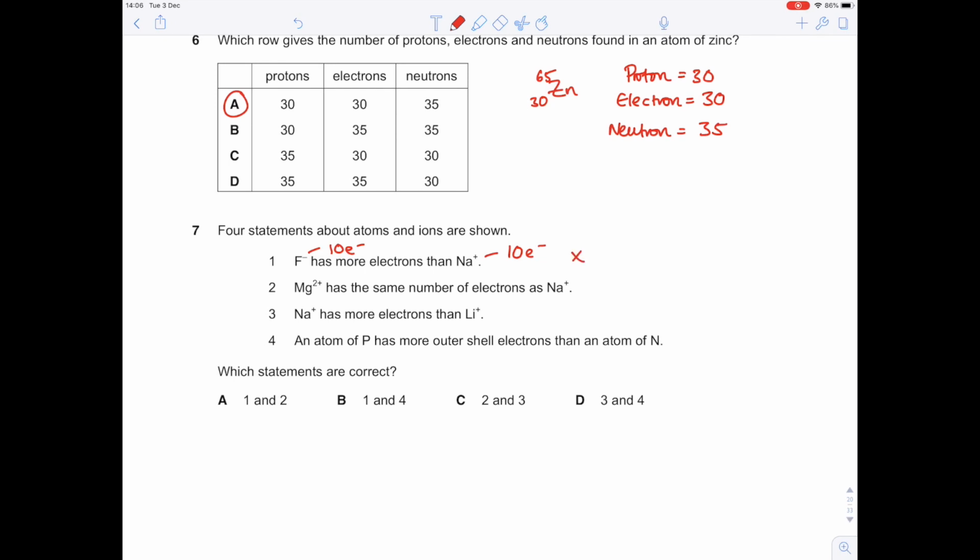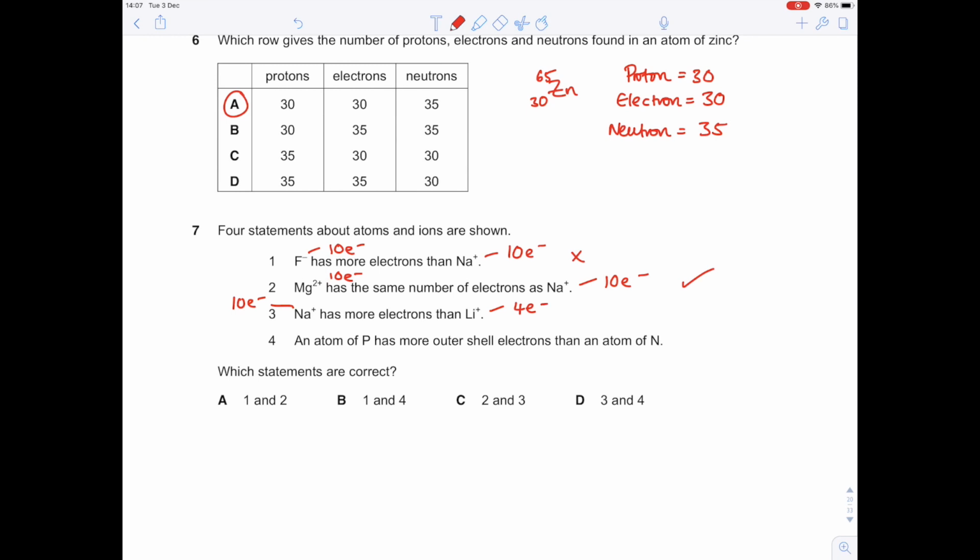Mg2+ has the same number of electrons as sodium ions, so that's 10 electrons again. Let's check the periodic table. If it's Mg2+, it's lost 2 electrons, so it's 10 electrons, so that is true. The sodium ion, again 10 electrons, has more electrons than lithium. Well, that's true.